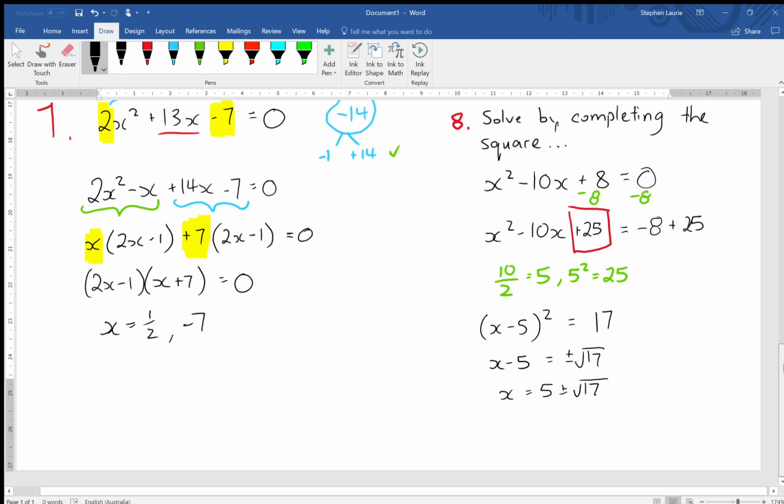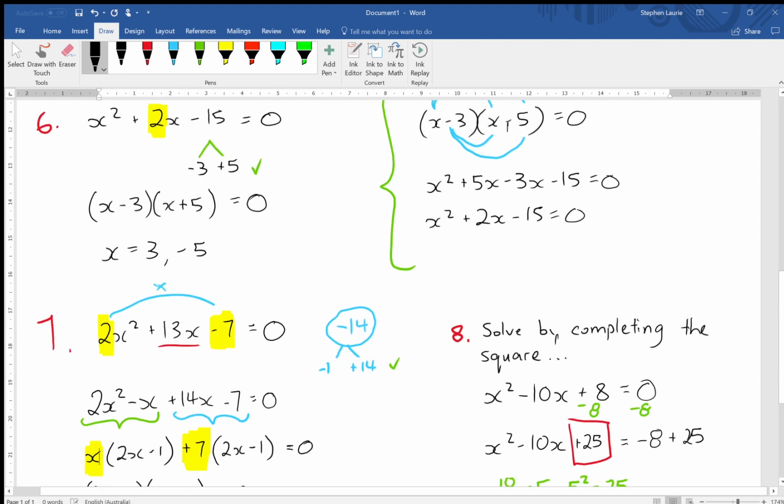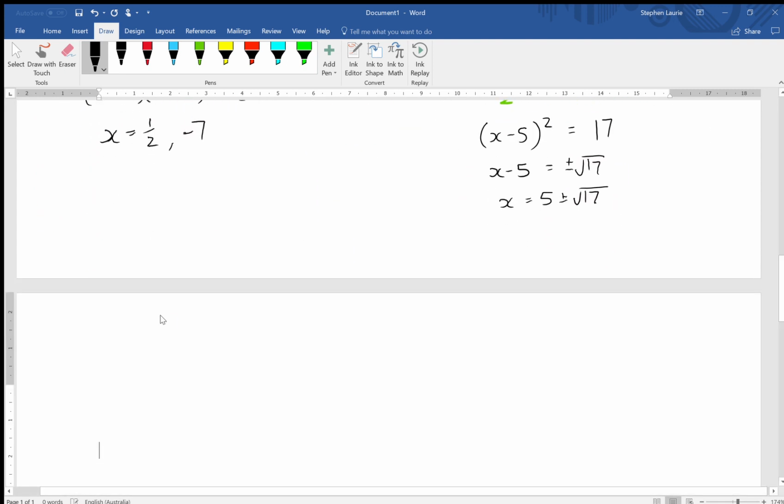Alright, we've got two more to go. Oh, this will be interesting. I need to go down to a new page. Alright, let's go down to the next page, and we've got two more to do. Number 9.